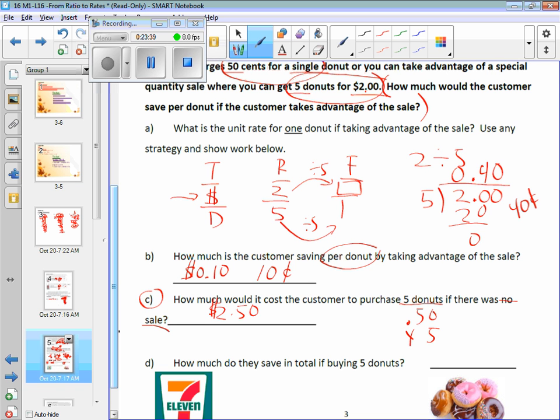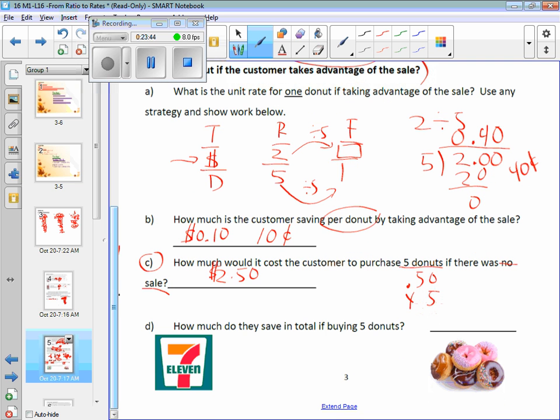Finally, the home run question. Tying everything together. How much do they save in total? 5 donuts. And again, if I call on you, just tell me how you did it. Nate. Yeah, how'd you do it? And there's different ways to do it. There's 2 ways you can do it. How did you do it? Well, there's 5 donuts in place.